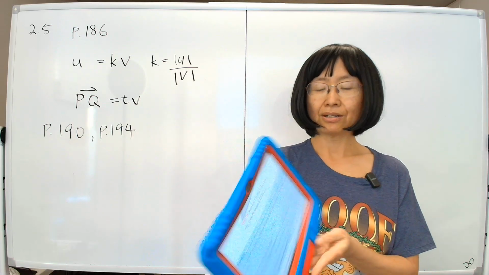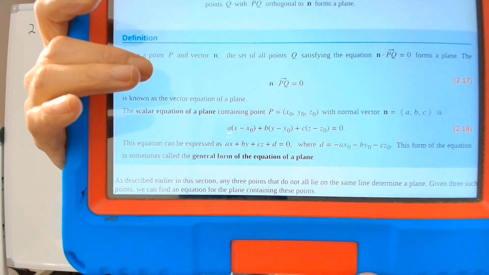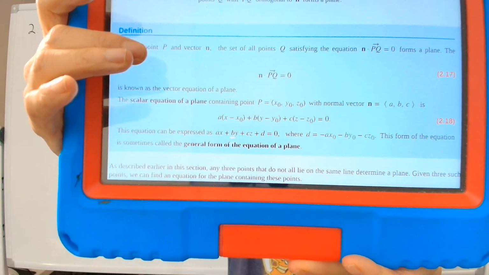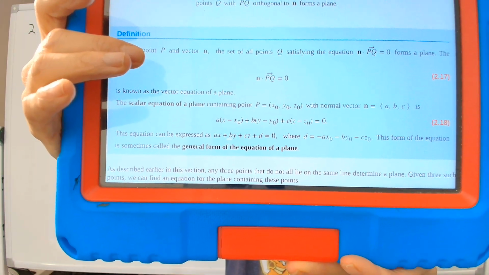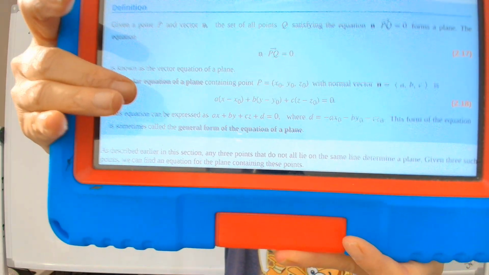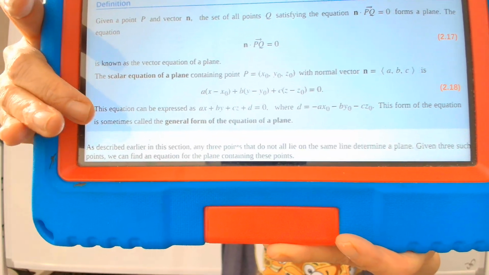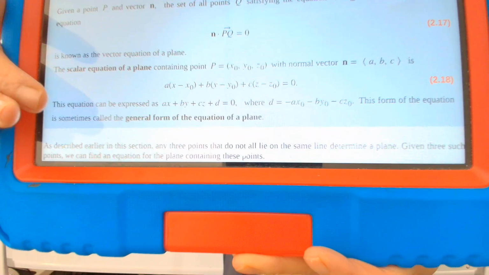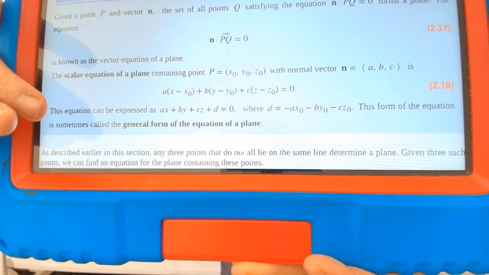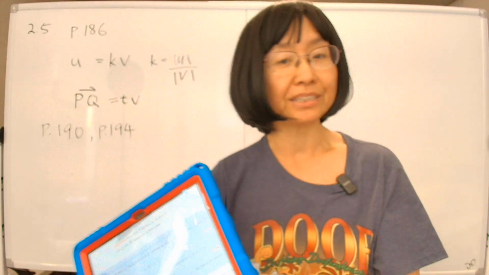And then we have the dot product representation of the plane, which is the normal dot PQ, where Q is any and all points on the plane, whereas P is fixed. n dot PQ equal to 0. From that we get this equation. There's a name for it, the scalar equation of a plane. Or this equation can also be represented like this, where ABC is multiplied by variables and d contains all the numbers. And that's the general form of the equation of a plane.